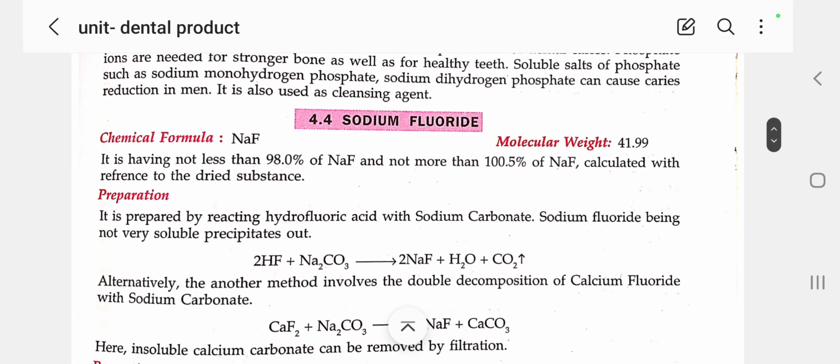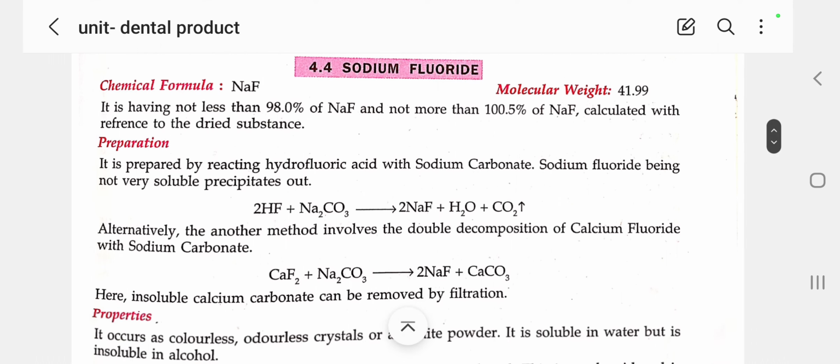So, the two types of fluoride, in the form of two inorganic substances, start with sodium fluoride. We'll discuss it in the manner of a monograph. What is the chemical formula for sodium fluoride? NaF, and molecular weight 41.99. It contains not less than 98% and not more than 100.5% of sodium fluoride calculated with reference to the dried substance.